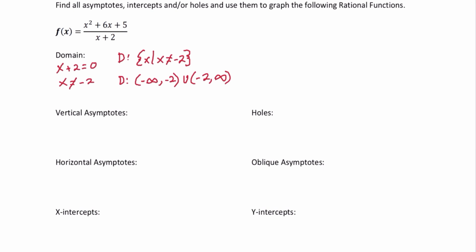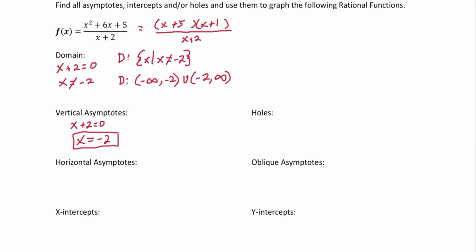To find vertical asymptotes, we first check to see if we can reduce this rational function. So we need to factor the numerator. Two numbers that multiply to 5 and add to 6 are 5 and 1. Now look to see if anything reduces. It doesn't, so again we look at the denominator and set the denominator equal to 0. And we solve. X equals -2 is the vertical asymptote.